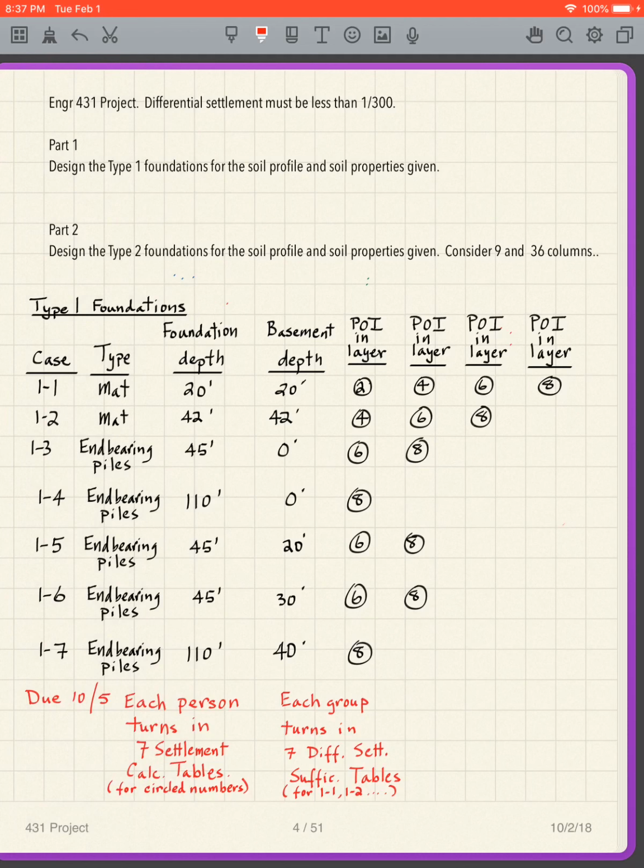Okay, so we are going to look for differential settlement less than 1 over 300, and we're going to design the type 1 foundations for the soil profile and properties given, and design the type 2 foundations for the soil profile and properties given, and we're going to consider both 9 and 36 columns.